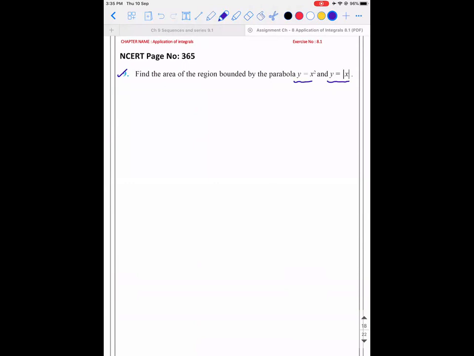So y is equal to x square represents what? It is an upward parabola, that's right. Y is equal to mod x represents a V-shaped straight line. So what is the area they are asking? This is the area. So how to get this area's value?